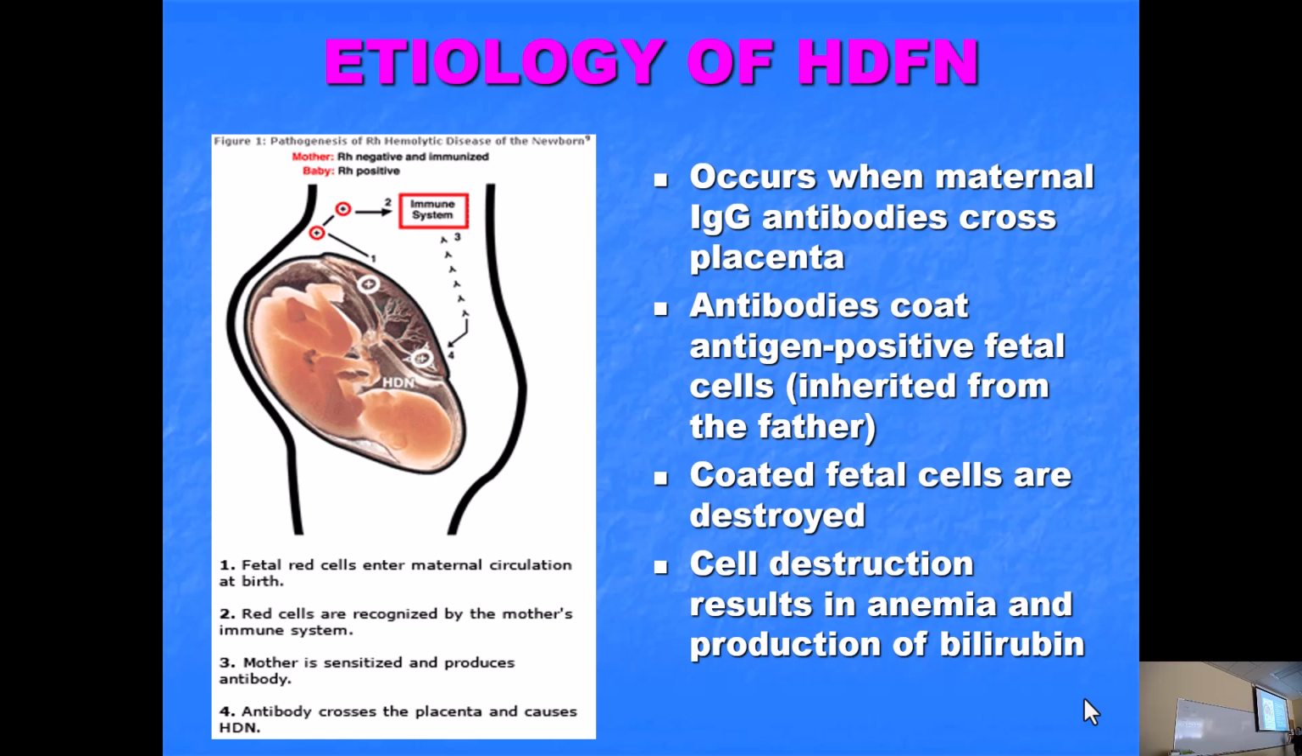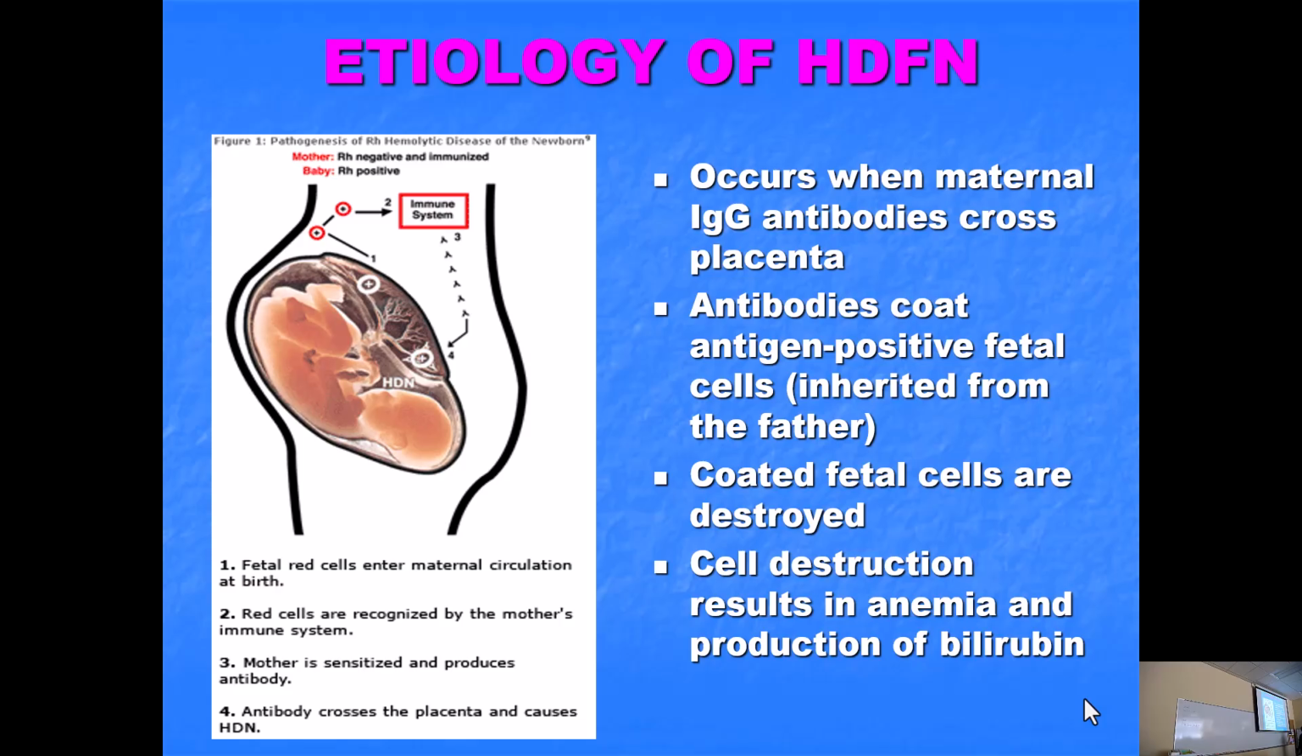So the fetal cells enter mom's circulation. Mom's immune system says, hold it, I don't recognize those cells. What are those cells? And the mother is going to be sensitized to them and produce antibody. The antibody, however, can cross the placenta because it's an IgG antibody, and it's going to cause the hemolytic disease of the newborn. That's what's going to happen with this.